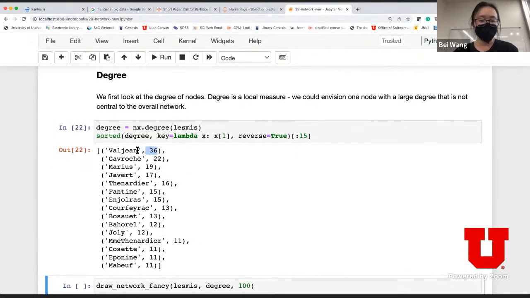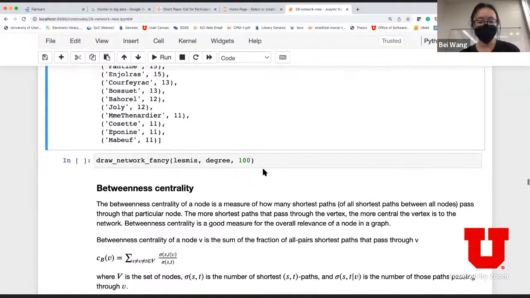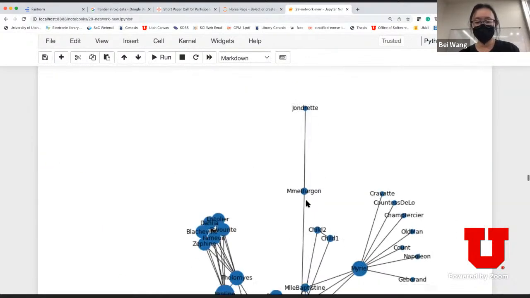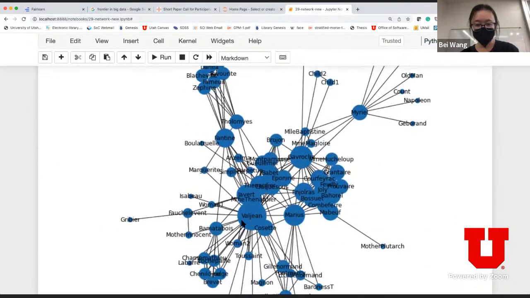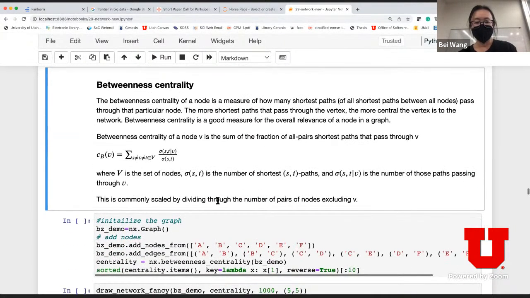So first of all, let's look at the degree. This first character here is the one that is most important, if you ever read the book. This one has a degree of 36. If you actually draw it, you see that it's right here where my mouse is. This one has the largest degree, and it's highlighted in my visualization to say this is an important player in this novel.